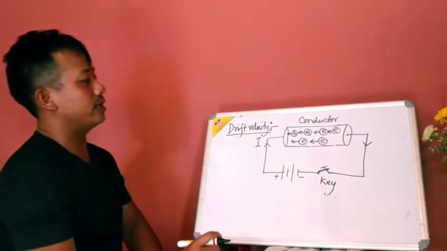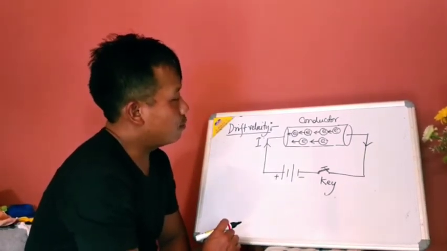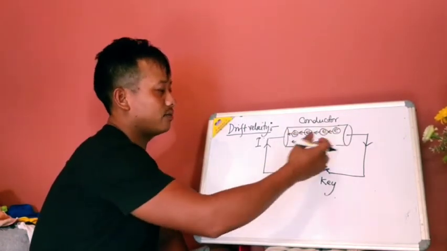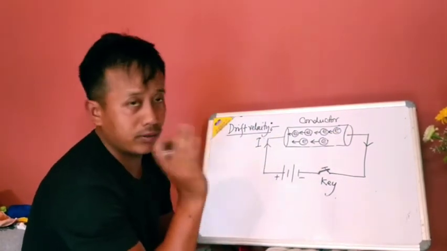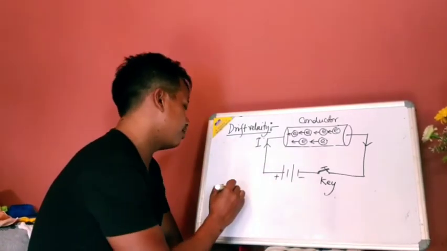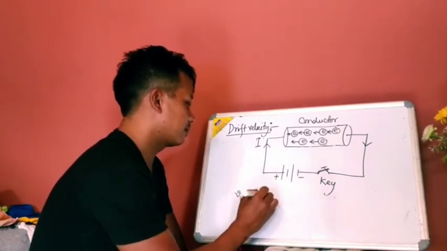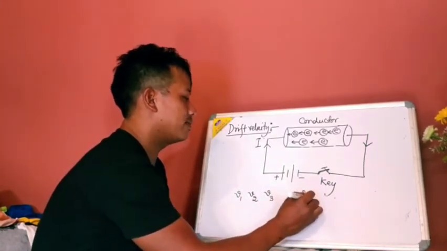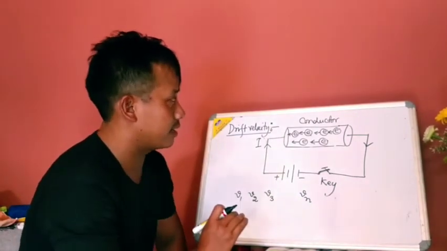As I told you in the previous class, when an electric field is applied, the electrons move in a fixed direction, from the negative terminal to the positive terminal. Suppose there are n electrons present inside the conductor. The velocity of the first electron may be v1, of the second v2, of the third v3, and of the nth electron vn. These are the velocities of the n electrons contained inside the conductor.